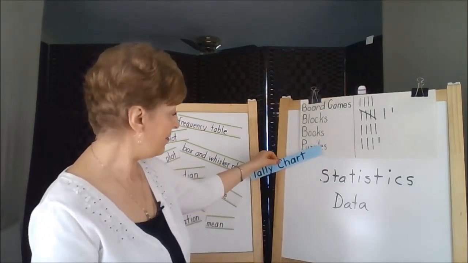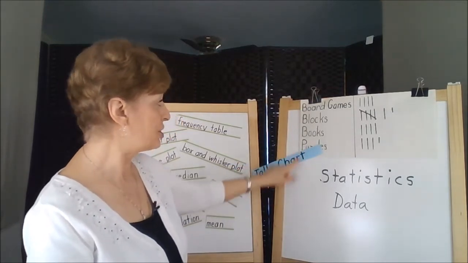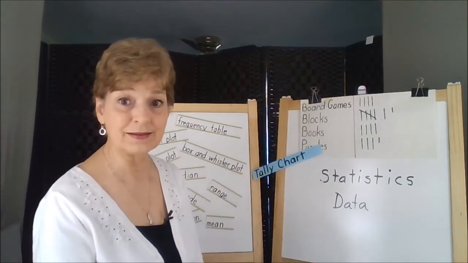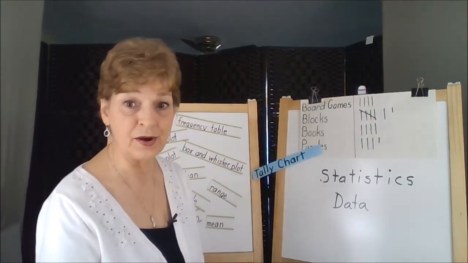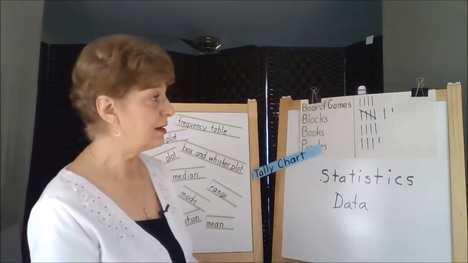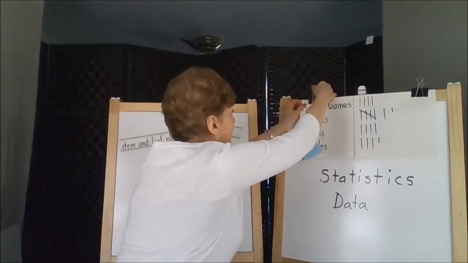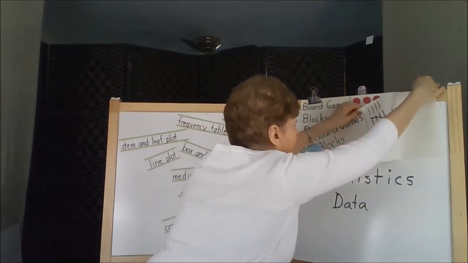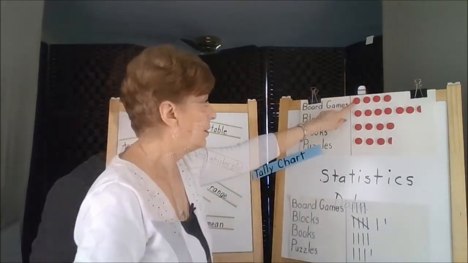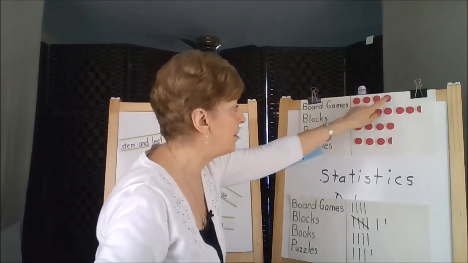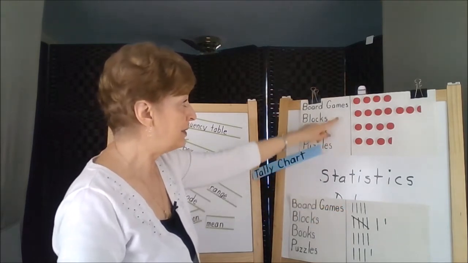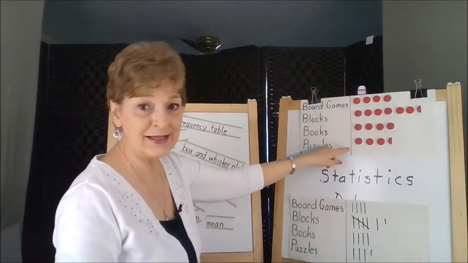In this case, we've got a tally chart showing how many board games, blocks, books, and puzzles this person owns. But we don't have to show it as tally marks. How about colorful dots with 1, 2, 3, 4 corresponding to our tally marks? But this is a much more visual way to say it.